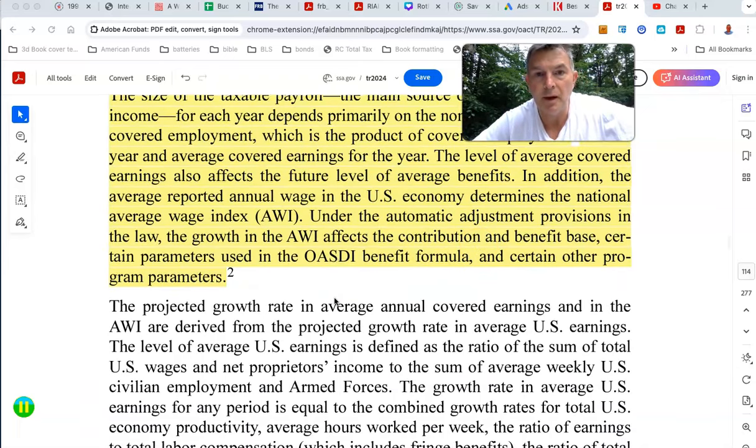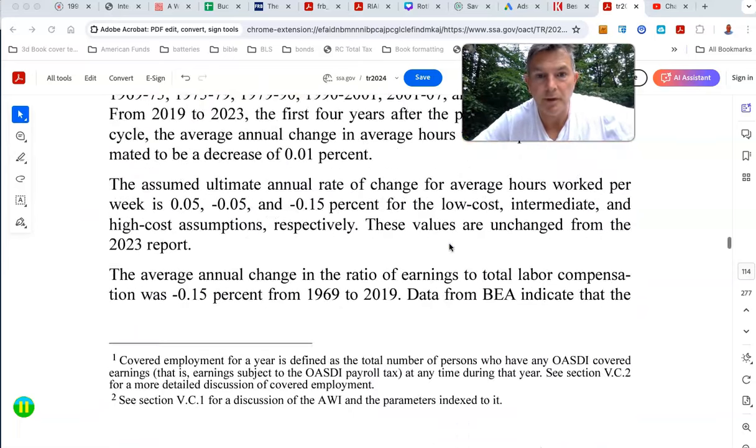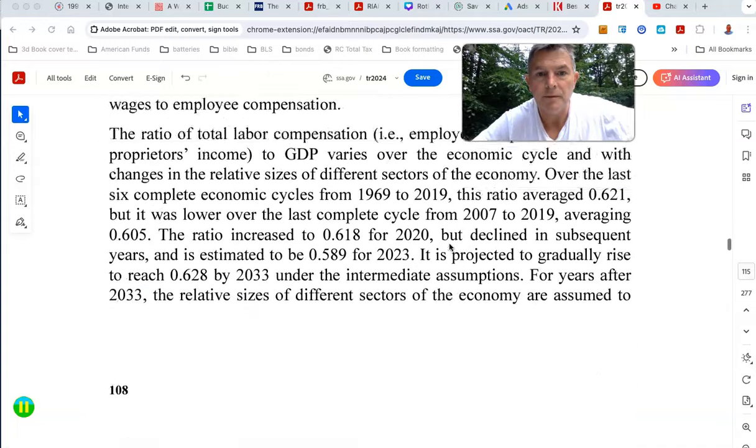All right, so AWI is a big deal. So the size of the taxable payroll plus CPI is a big deal when it comes to future adjustments in your Social Security benefit. It won't be decreases, but future adjustments. For sure, man. Let's keep going here.